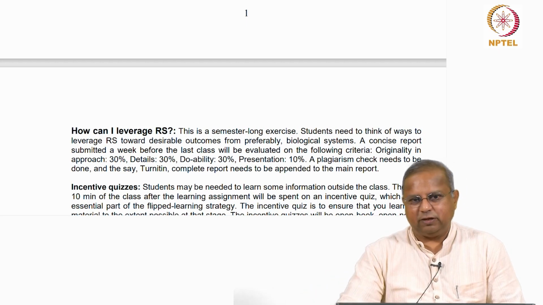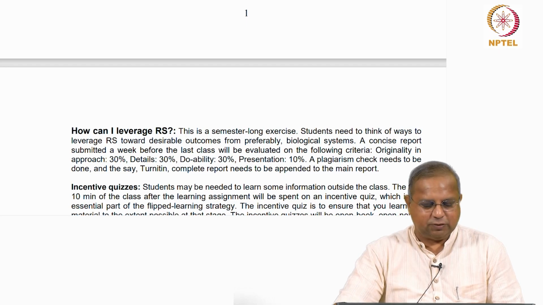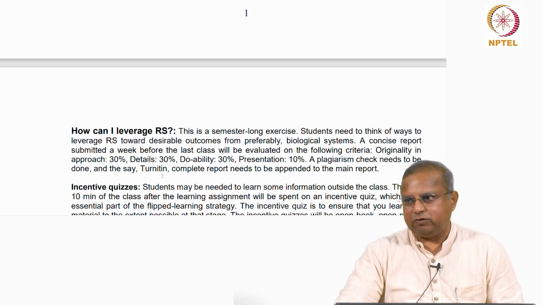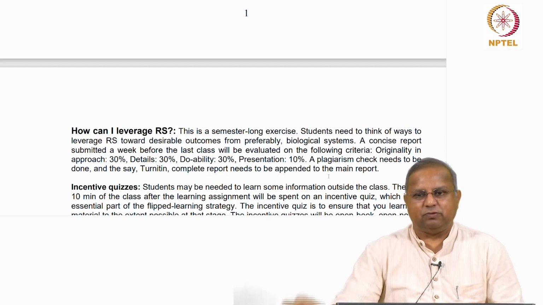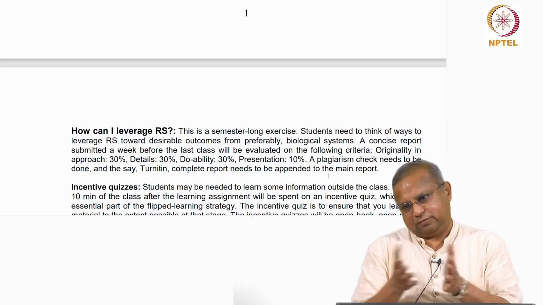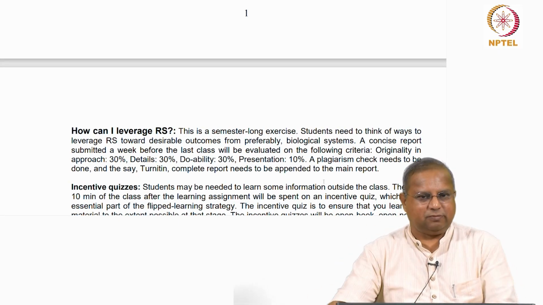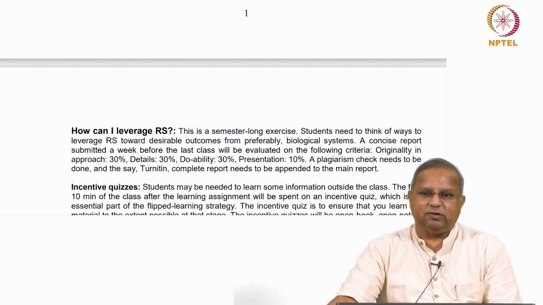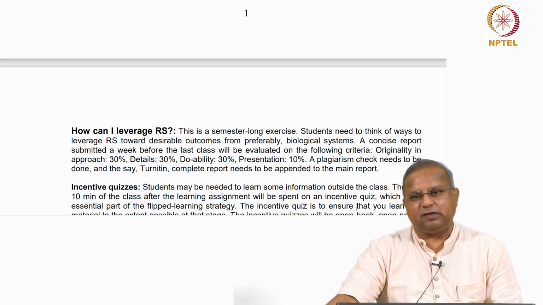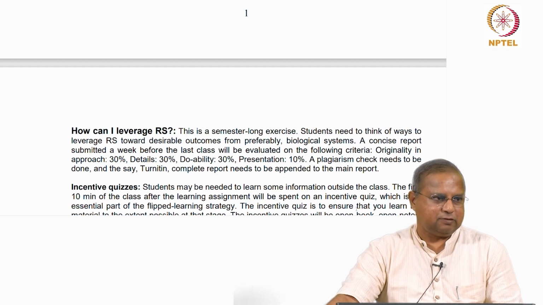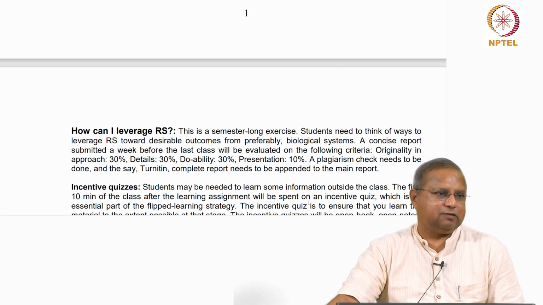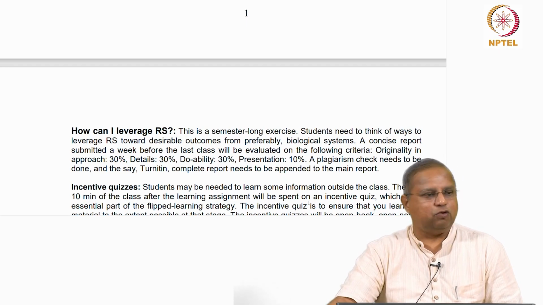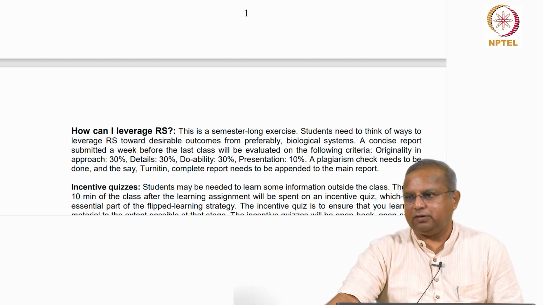So, on the e-report, again a plagiarism check needs to be done through Turnitin. I can give you an account. Complete Turnitin report, not just the receipt and things like that. Complete report needs to be appended to the main report. So, you take your report, you add the Turnitin report and send it as one file or share through a drive or something. Any questions on this? Very similar to the CFA report, only thing is that the emphasis is not on application of principles to new situations, but how can you use RS towards a desirable goal, that is it. Any questions on this?